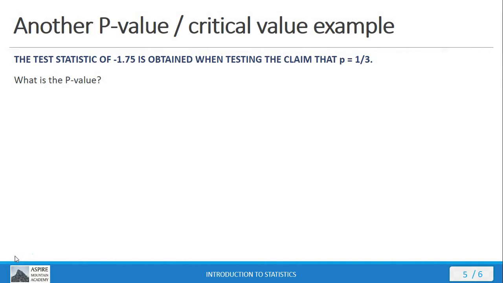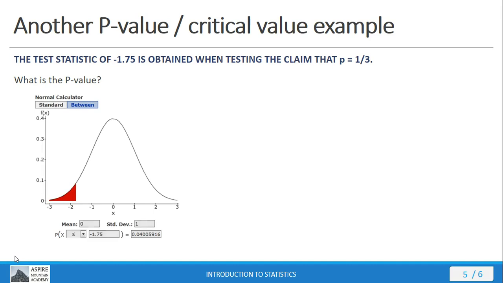Let's look at another example. Suppose a test statistic of negative 1.75 is obtained when testing a claim that P equals 1/3. Well, they didn't give us what we're looking at, whether it's a z-score or a t-score or what have you. But if the claim is that the proportion is 1/3, the test statistic for proportions is a z-score. So we know we're going to use that standard normal distribution. So in StatCrunch, we get the standard normal distribution and look at the values that we're putting into our calculator. So again, that test statistic is going to go on the left and the p-value comes out on the right.